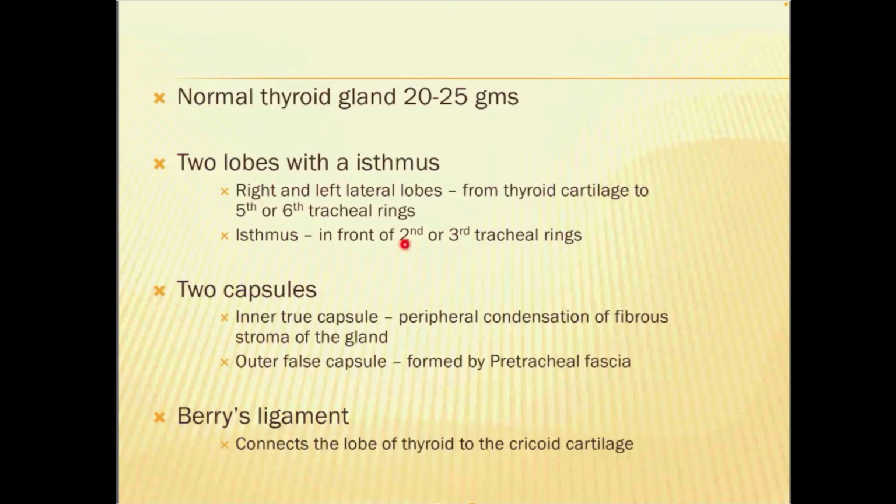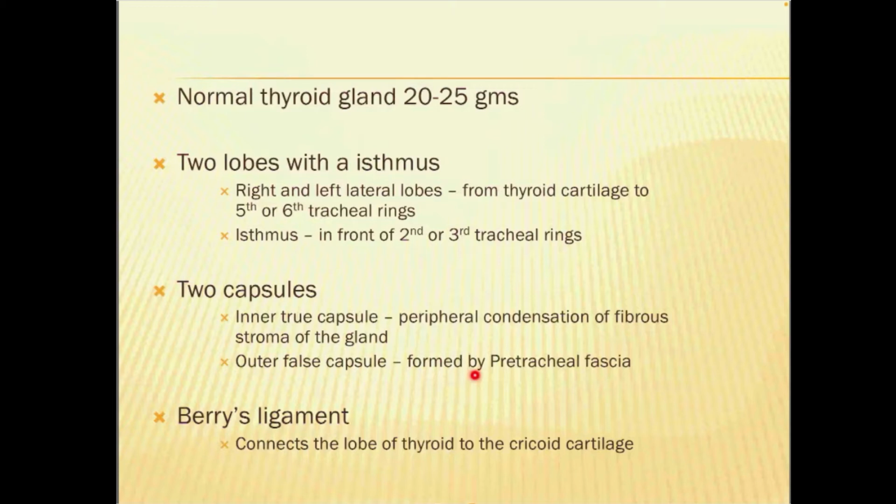And of course, the thyroid itself has two capsules. One is called the true capsule, which lies inside, while the other is called the false outer capsule. The true inner capsule is formed by the condensation of the fibrous stroma of the gland. It is formed by the gland itself, which is why it is called the true capsule. The false capsule is formed by the pretracheal fascia that encloses the thyroid gland.